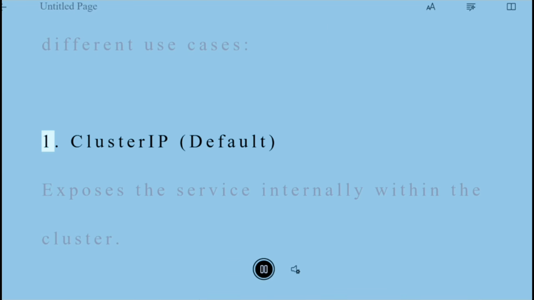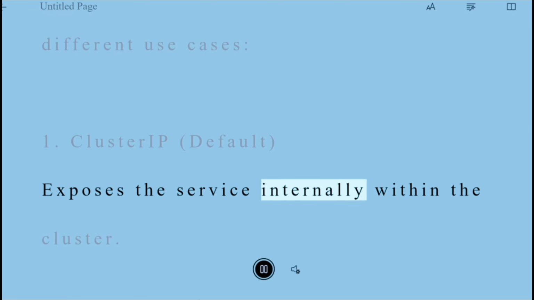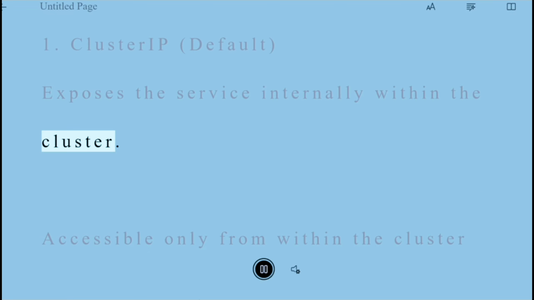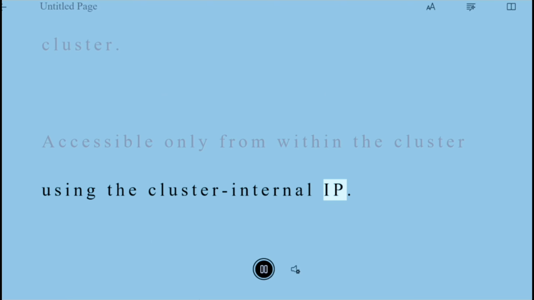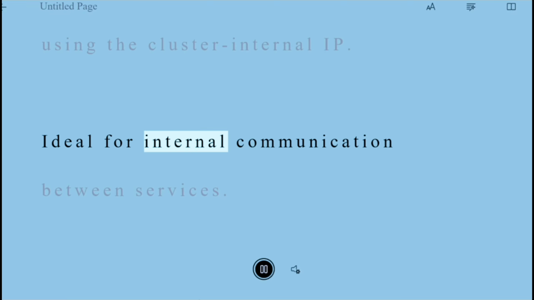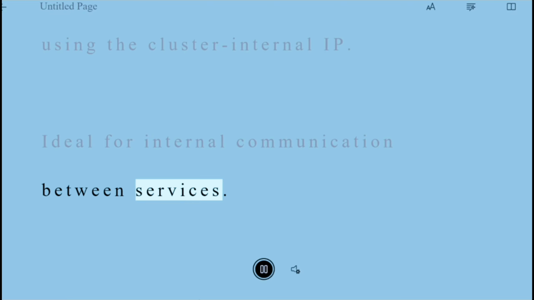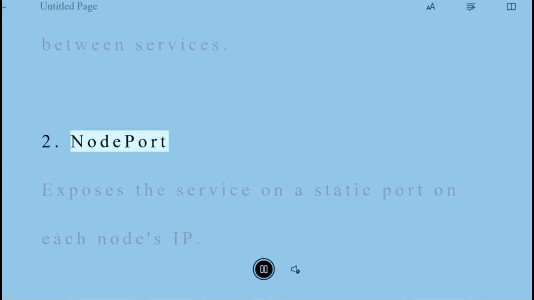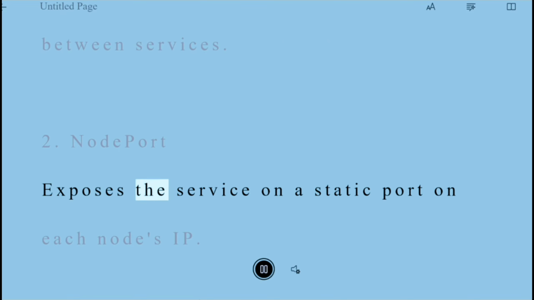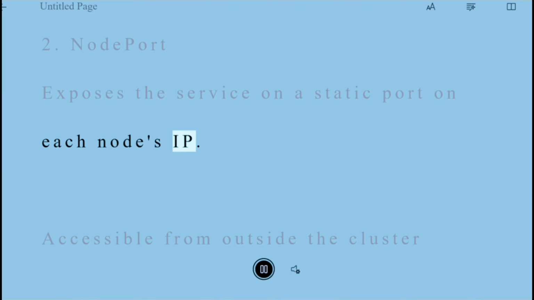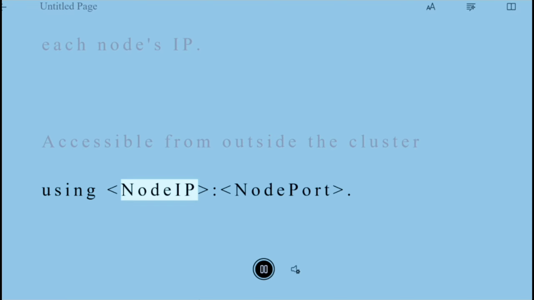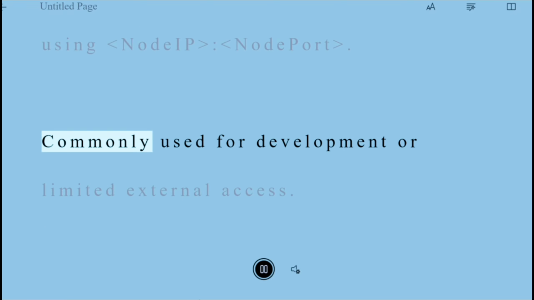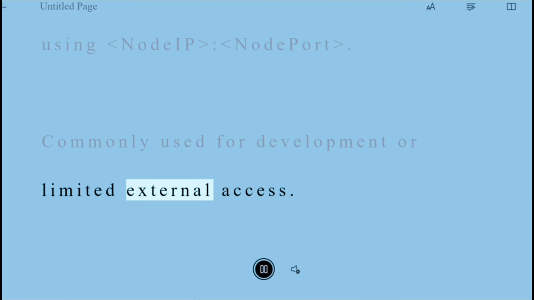1. ClusterIP, the default, exposes the service internally within the cluster. Accessible only from within the cluster using the cluster internal IP. Ideal for internal communication between services. 2. NodePort. Exposes the service on a static port on each node's IP. Accessible from outside the cluster using node IP and node port. Commonly used for development or limited external access.